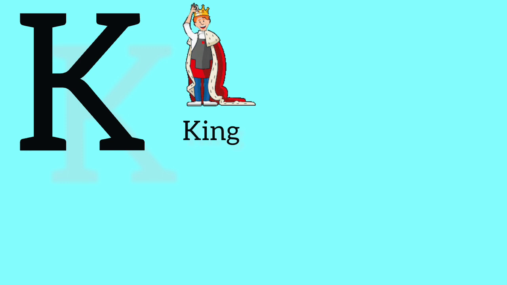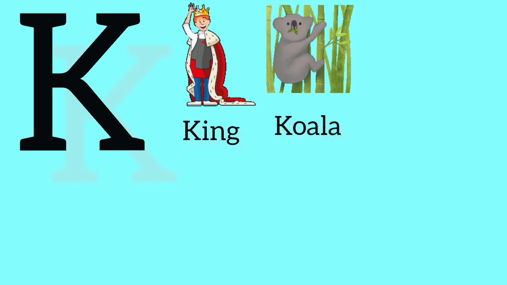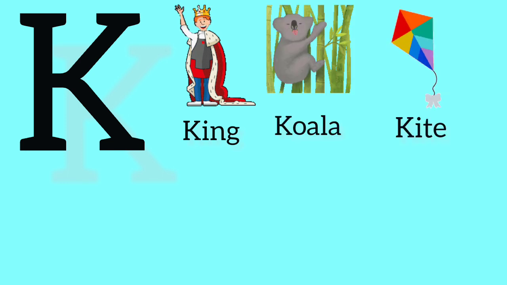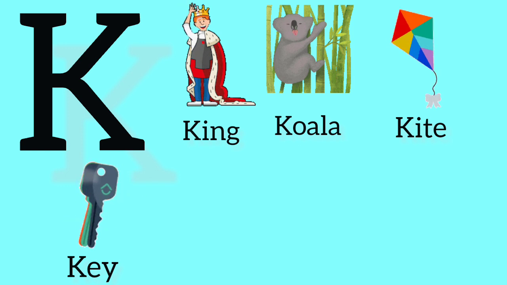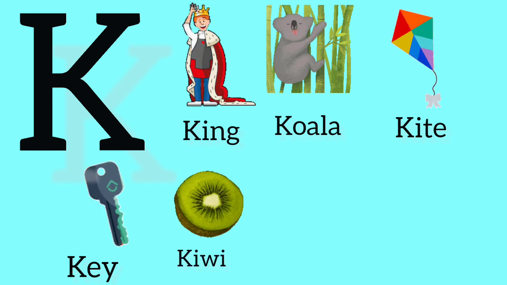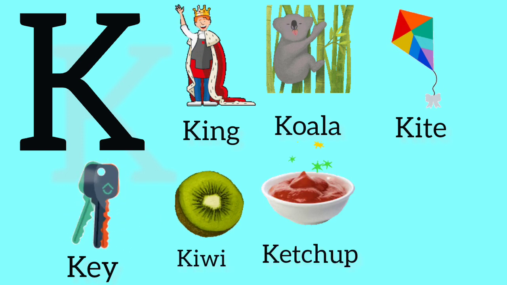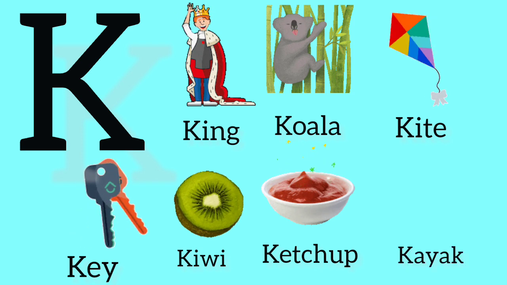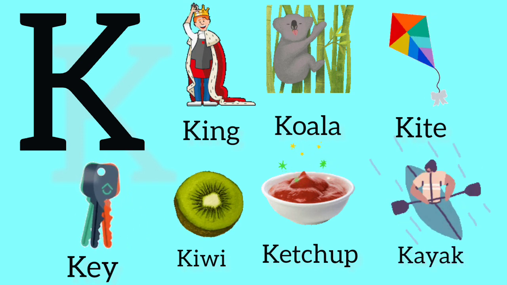K is for king. K is for koala. K is for kite. K is for key. K is for kiwi. K is for ketchup. K is for kayak.